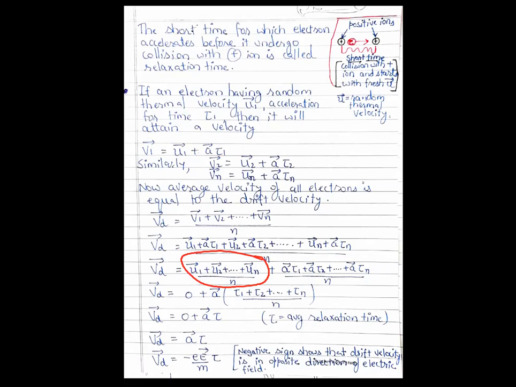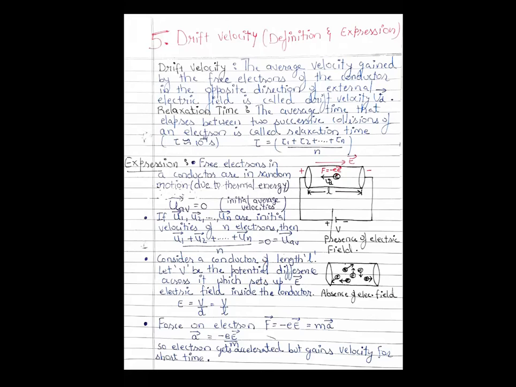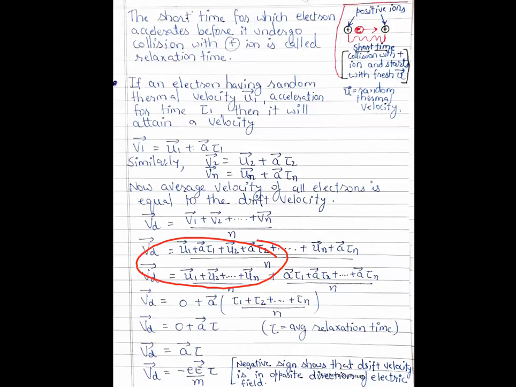Now, if you see this term carefully, what is this? This is your average velocity due to thermal energy. See, I'll show you. Here it is. ये देखो. This is your average velocity due to thermal energy, right? When the electrons were in random motion. So ये तो भाई zero होता है, right? So this is zero. Okay.